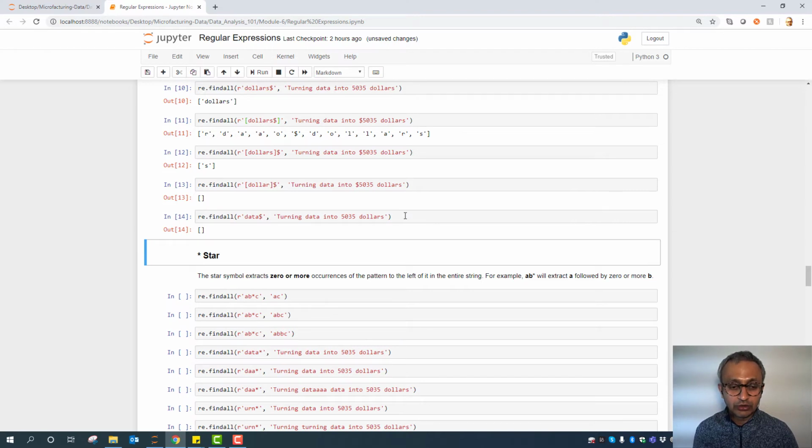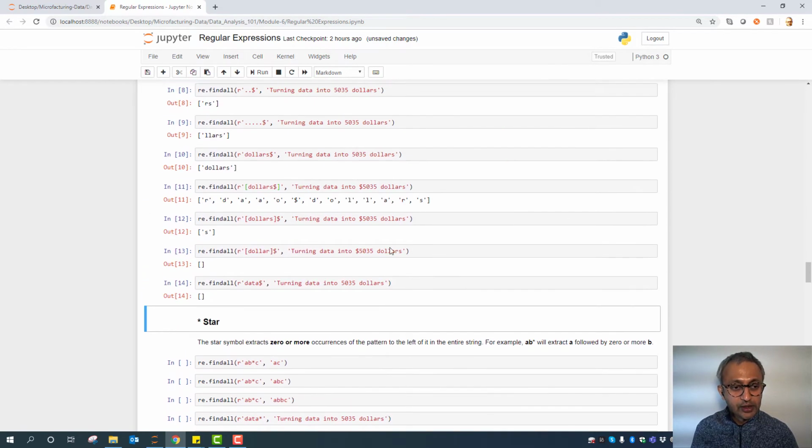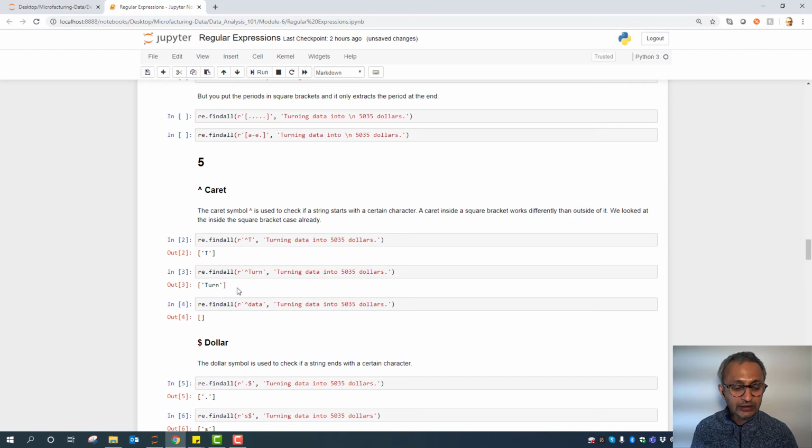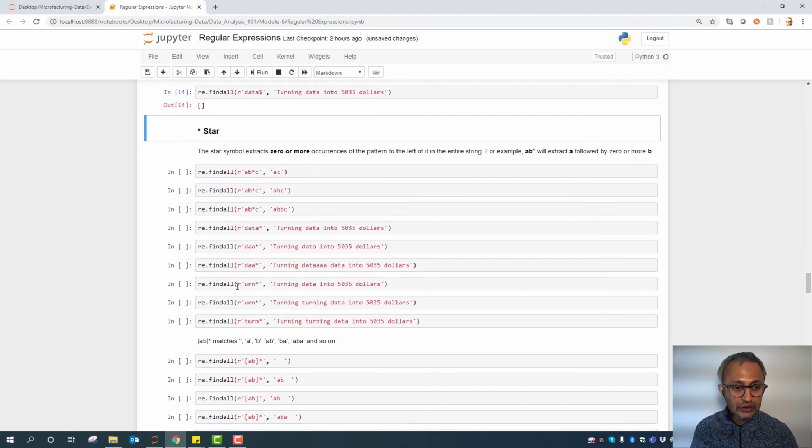No. Okay, because it's not able to find that. Okay, so moving on. This is one type. We looked at the caret, we looked at dollar. Now we look at star.